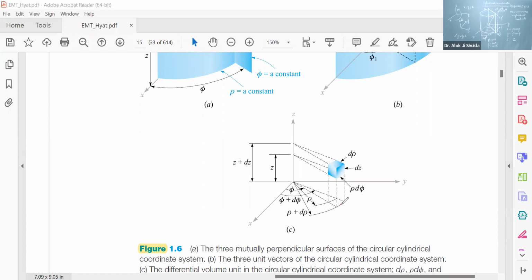Mark it here. What is this? Rho d phi. Rho d phi. What is this? d rho. d rho. And what is this? dz. dz. Okay, that's done. Now everyone, tell me.